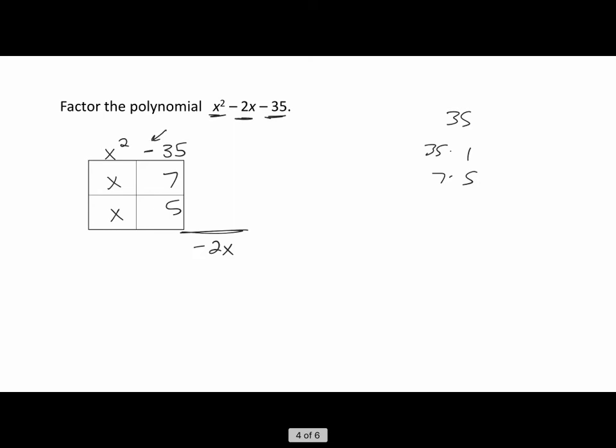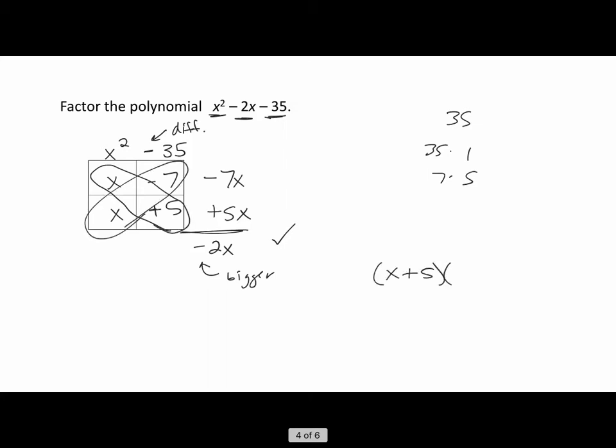Let me get the signs. So they're different signs. And this tells me the bigger sign, or the bigger number, is negative. So 7 is bigger than 5. So if I use a negative for 7 and a positive for 5, does that add up to negative 2x? Yep. So that gives me my factors of x plus 5 and x minus 7. I can double check those by multiplying the factors together to get the original polynomial.